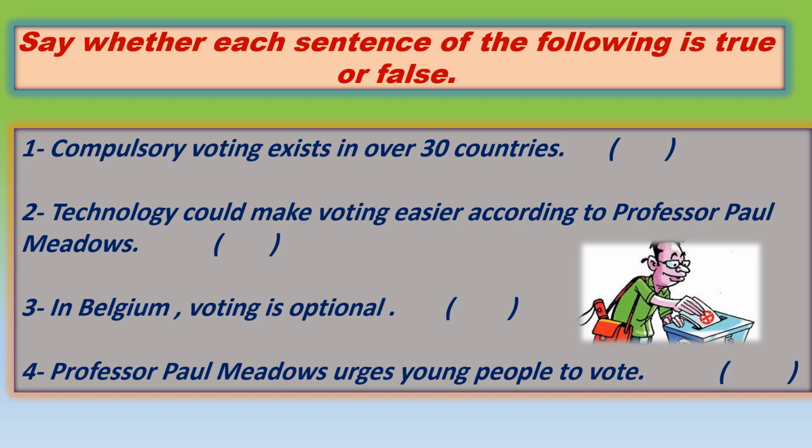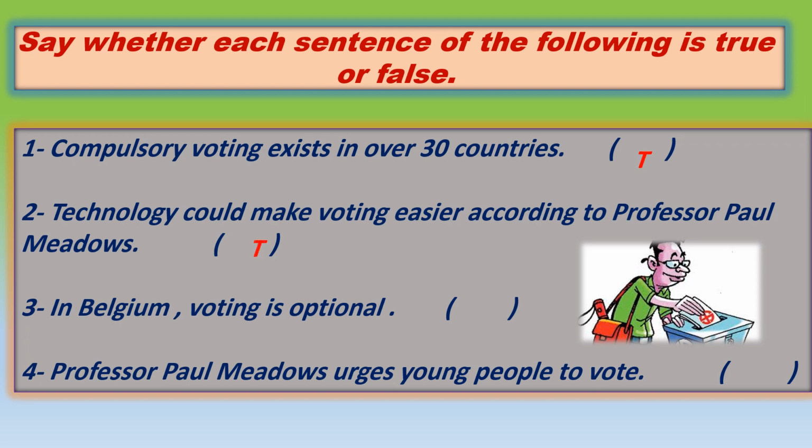Let's answer this extra exercise. Say whether each sentence of the following is true or false. Number 1. Compulsory voting exists in over 30 countries. التصويت الإجباري موجود في أكثر من 30 دولة. This is true. Number 2. Technology could make voting easier according to Professor Paul Meadows. التكنولوجيا ممكن أن تجعل التصويت أسهل حسب رأي الدكتور ميدوز.